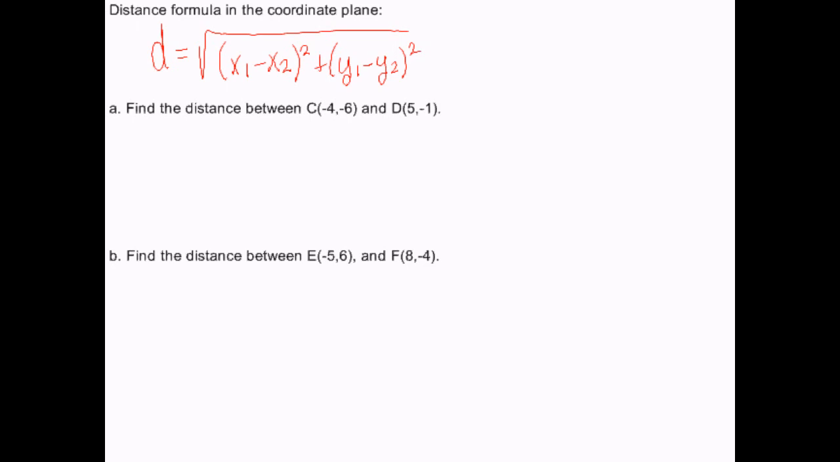So here's what we do first. We decide which one of these is x1. The second one? First one? It doesn't matter. You get the same answer either way. I usually just go ones, twos in order because I'm lazy and that doesn't require much thinking. But we can do it however you want.